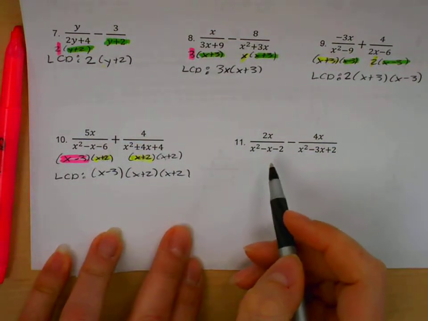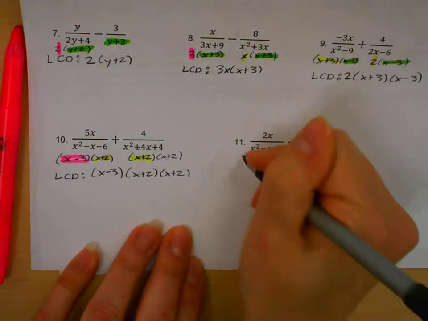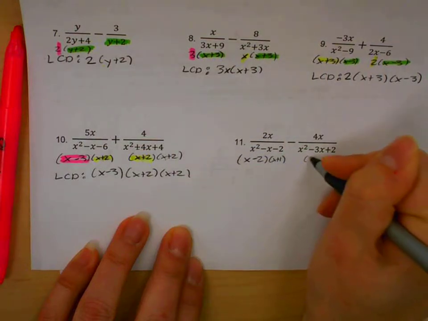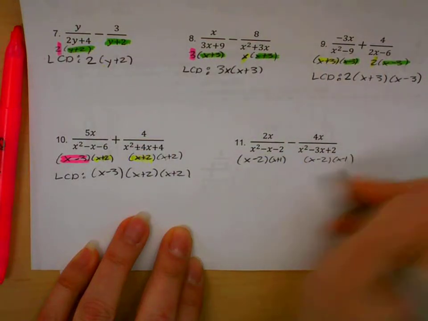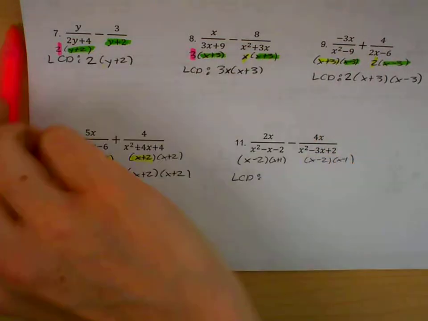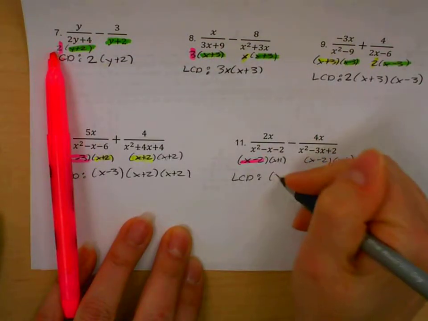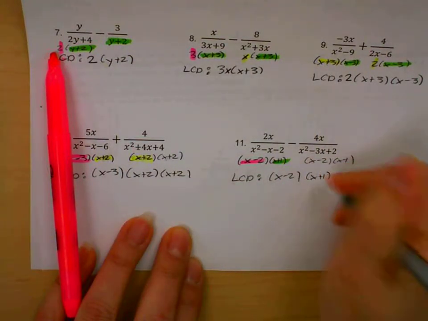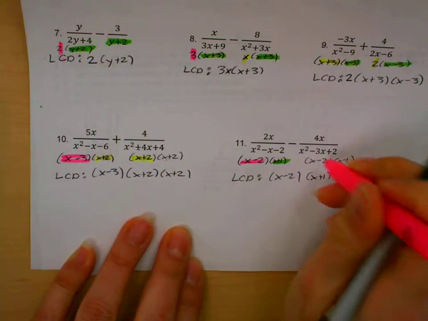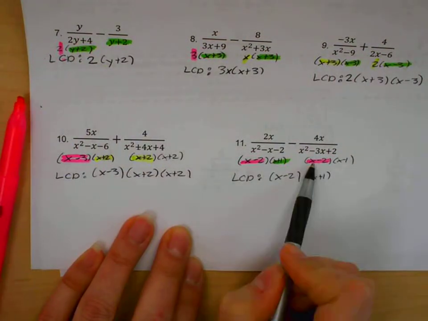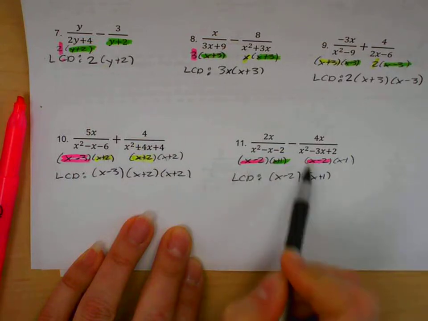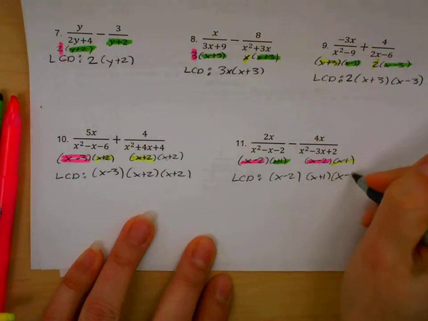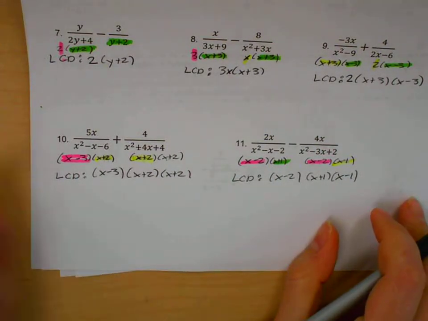So let's look at number 11. We're going to factor first. So x minus 2, x plus 1, and this one factors x minus 2, x minus 1. So our least common denominator. We need an x minus 2. We definitely need an x plus 1. Oh, there's another x minus 2. We're not going to include it because it matches up with this one. It's fair. I have 1 here and 1 here. I'm not going to write it again. And then I have an x minus 1. That is something different, so we do need to include it.